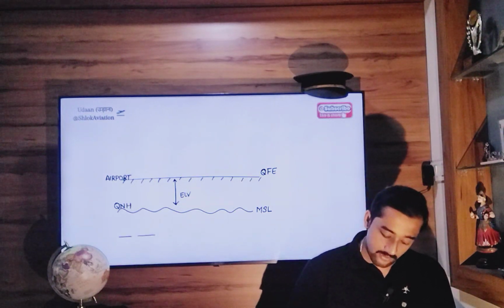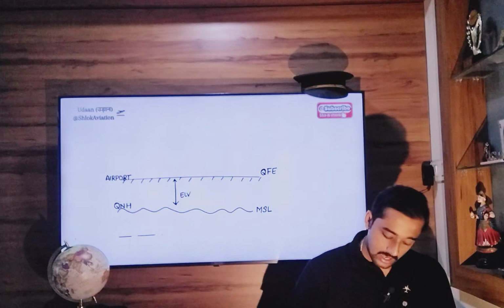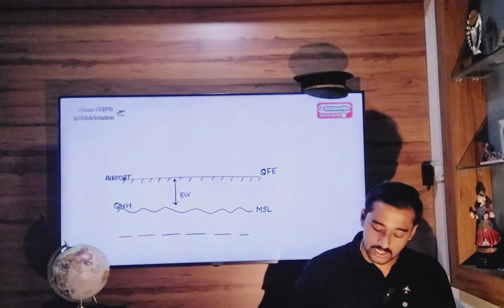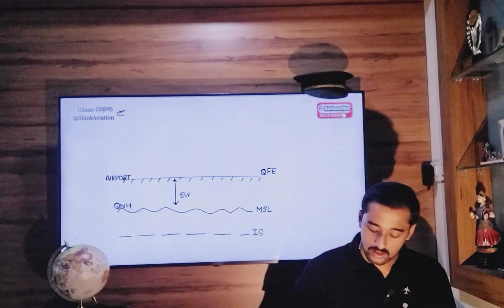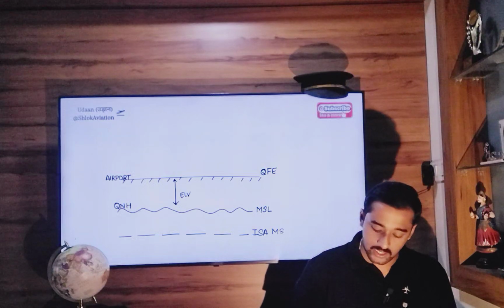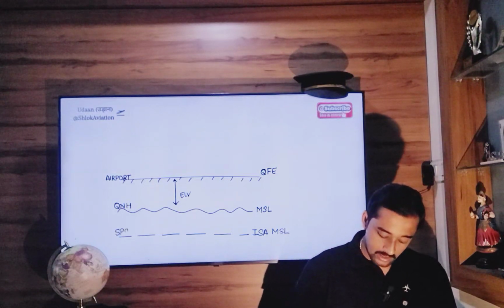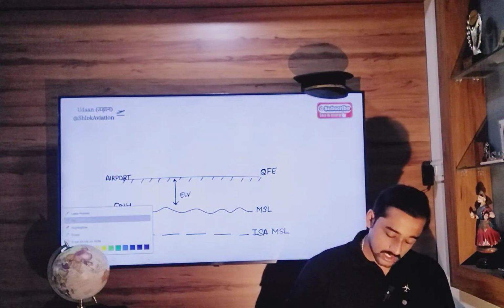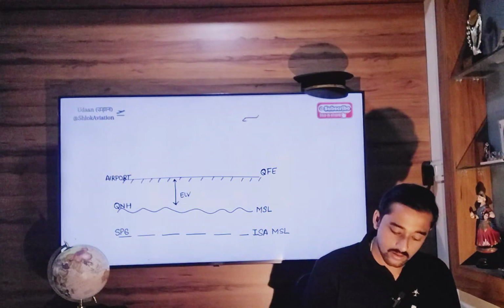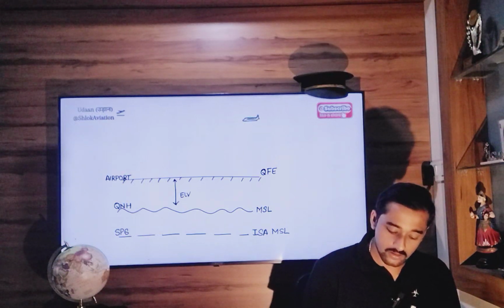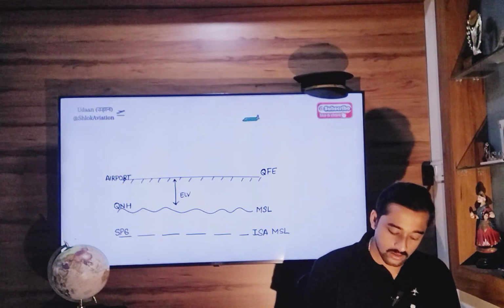Then let's say we have a standard ISA datum, ISA mean sea level, which is standard pressure setting 1013. Now we will take three aeroplanes. One.